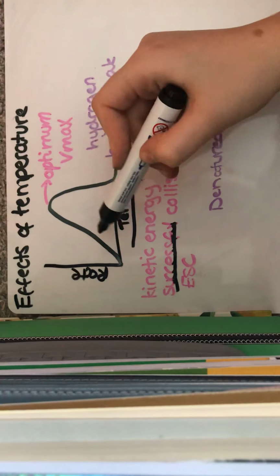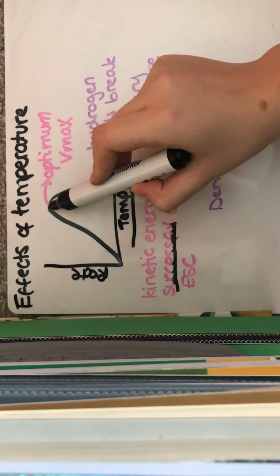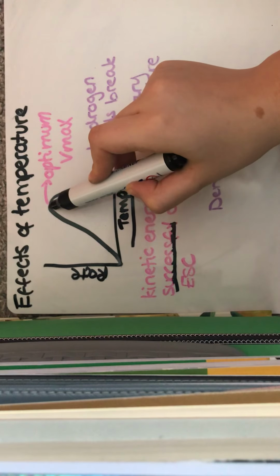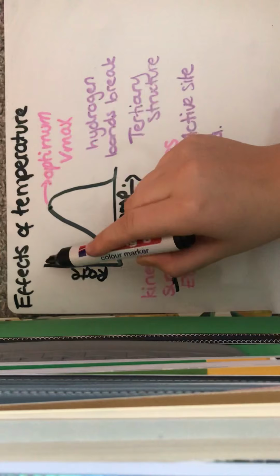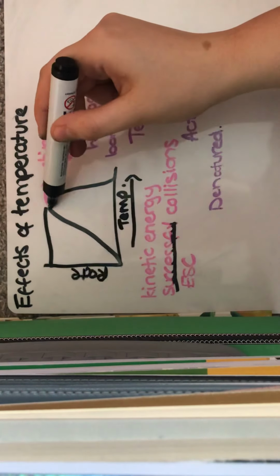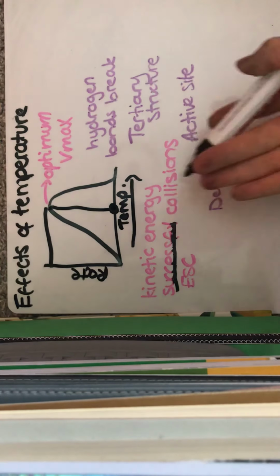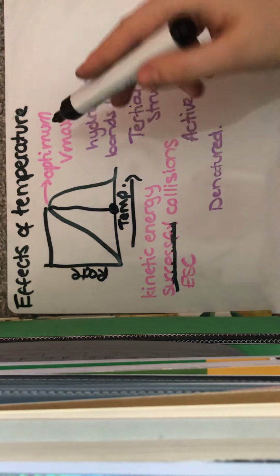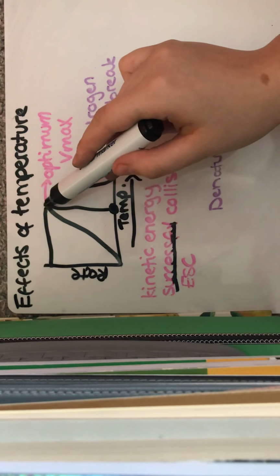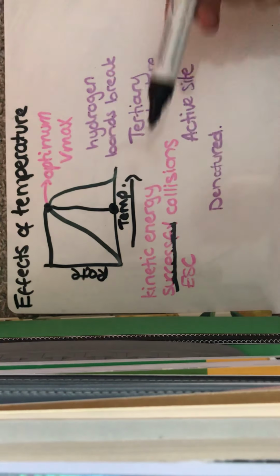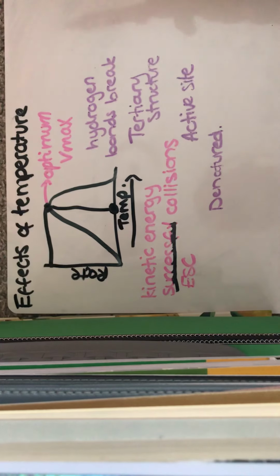So that continues to increase until you reach the optimum temperature. So this point here, if we read off the top rate, this temperature here would be the optimum for that enzyme. So this is Vmax, so the rate cannot go above this rate of reaction.